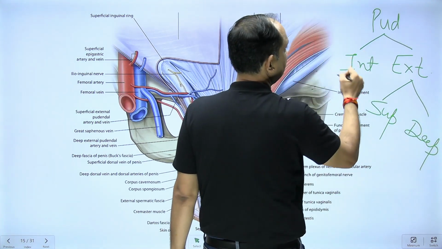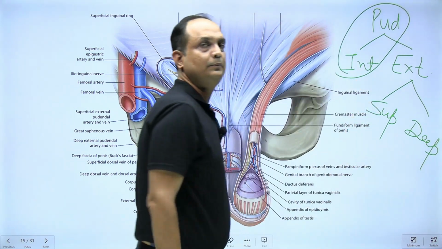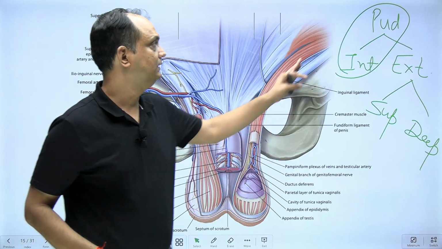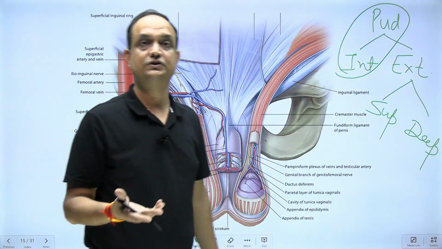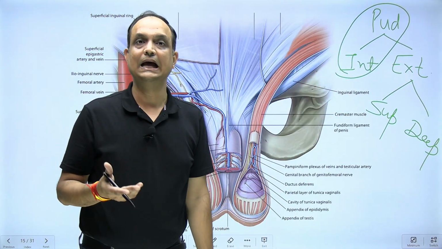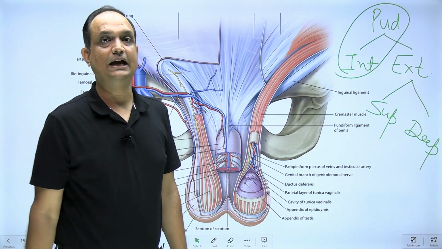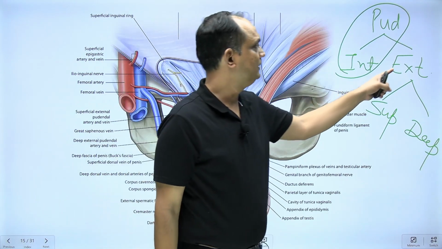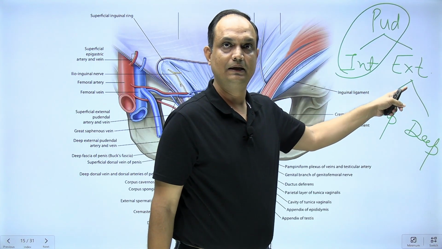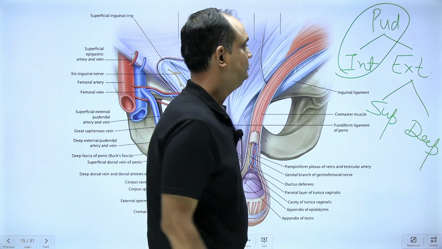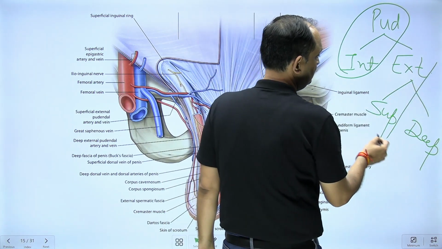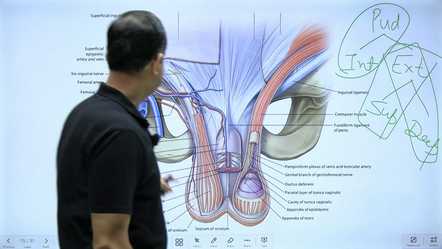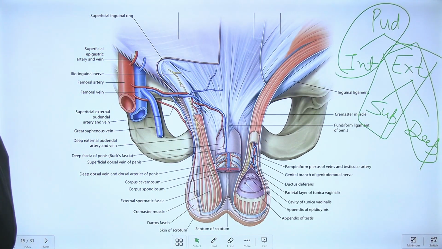Now, where will you find this internal pudendal? Internal pudendal artery is present in the pudendal canal, and this internal pudendal supplies the deep structures of the perineum, like your urogenital diaphragm, like your deep part of the genitals. But when we are talking about outside blood supply in your genitalia, you again have external superficial and external deep.